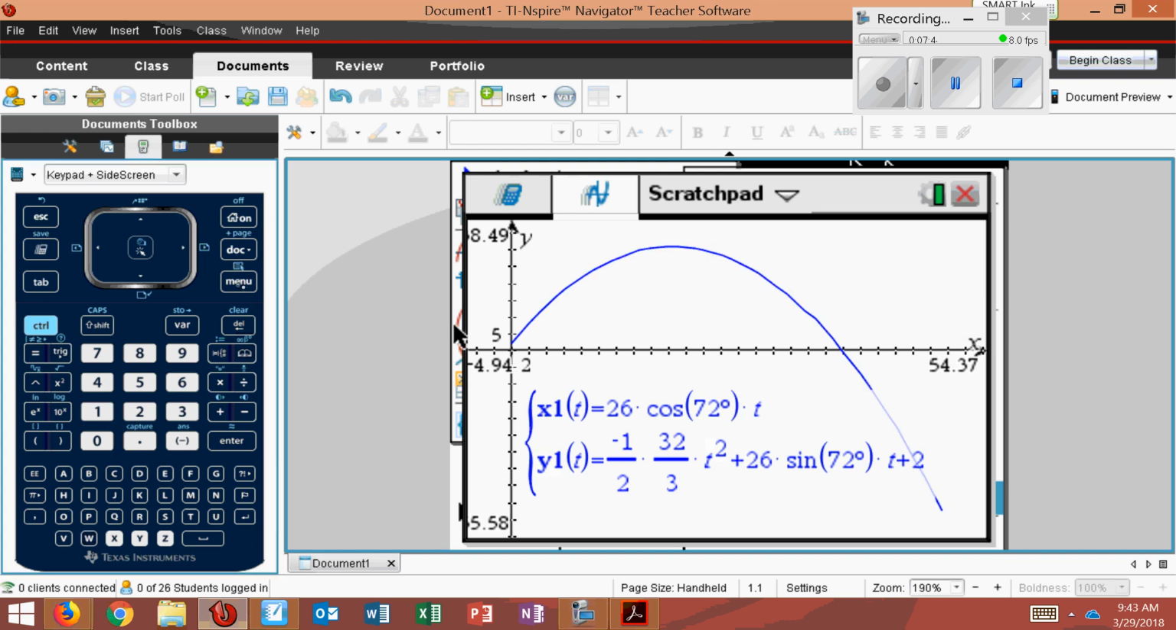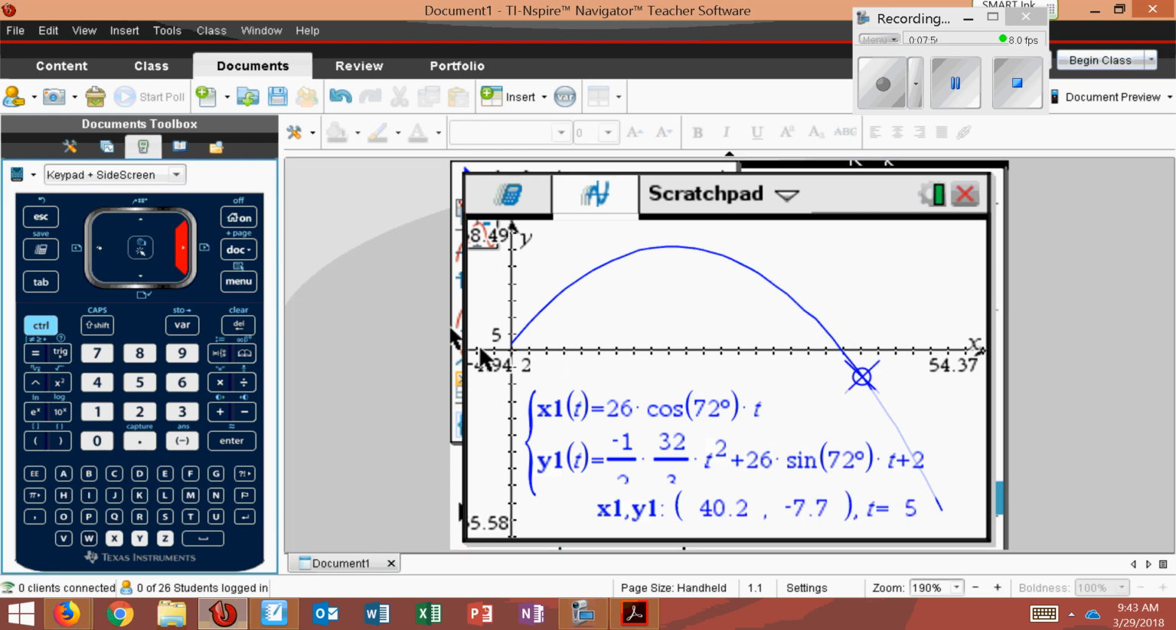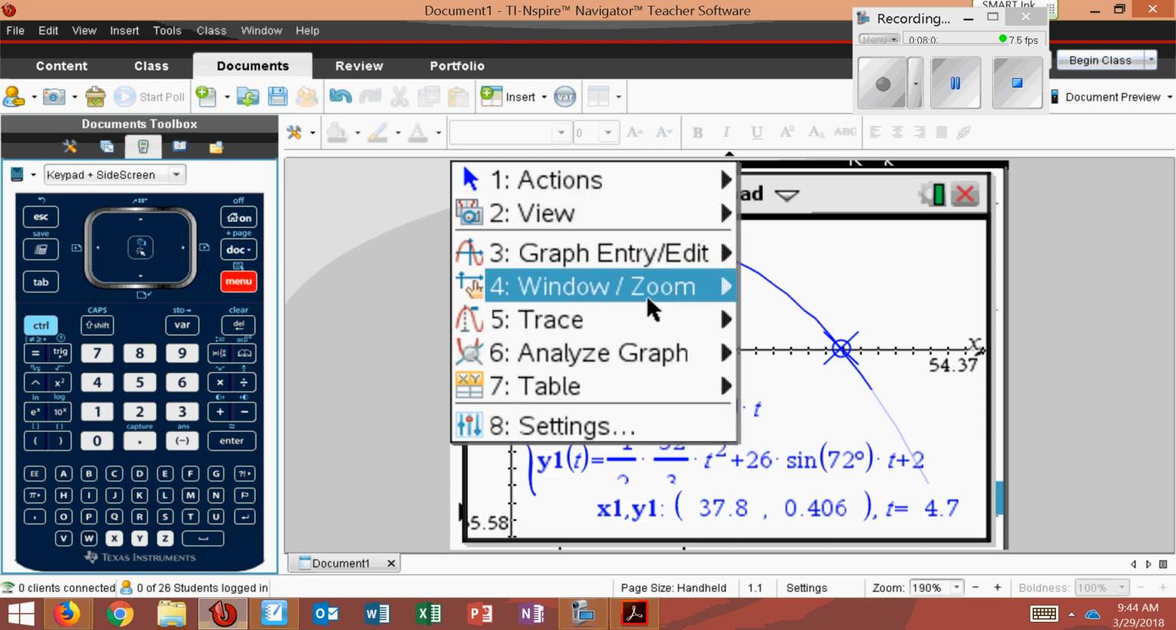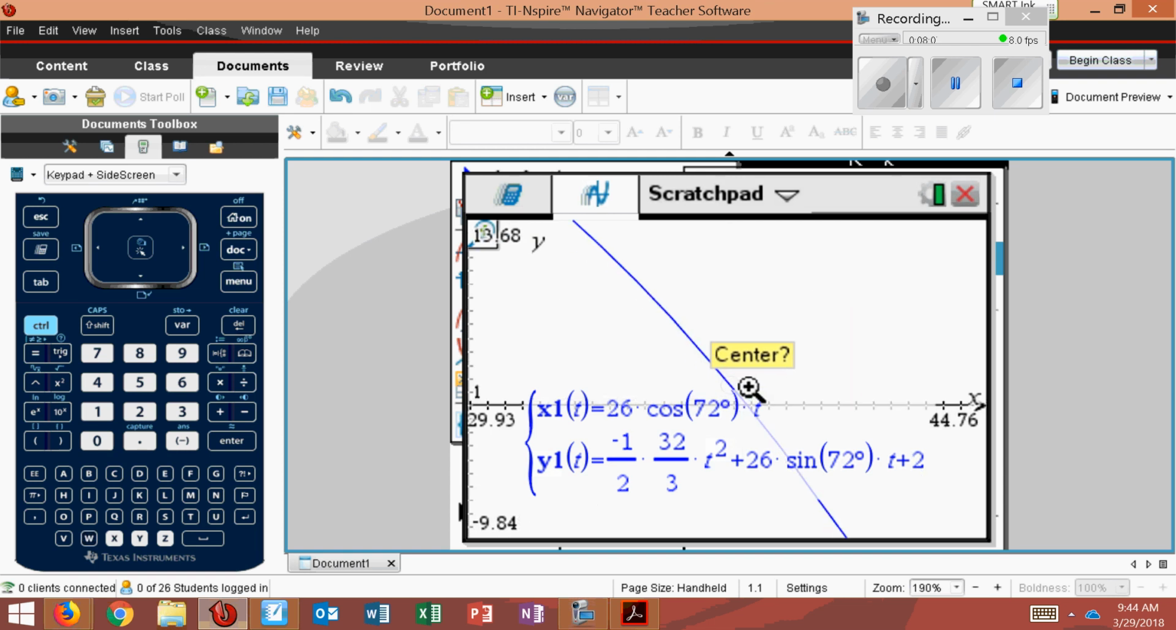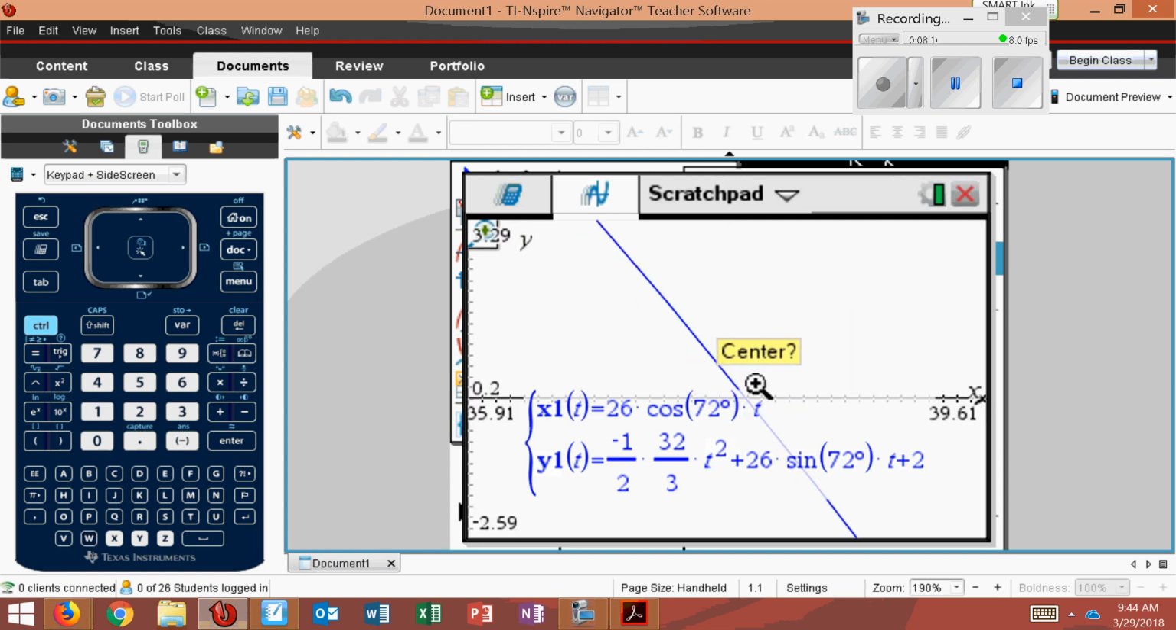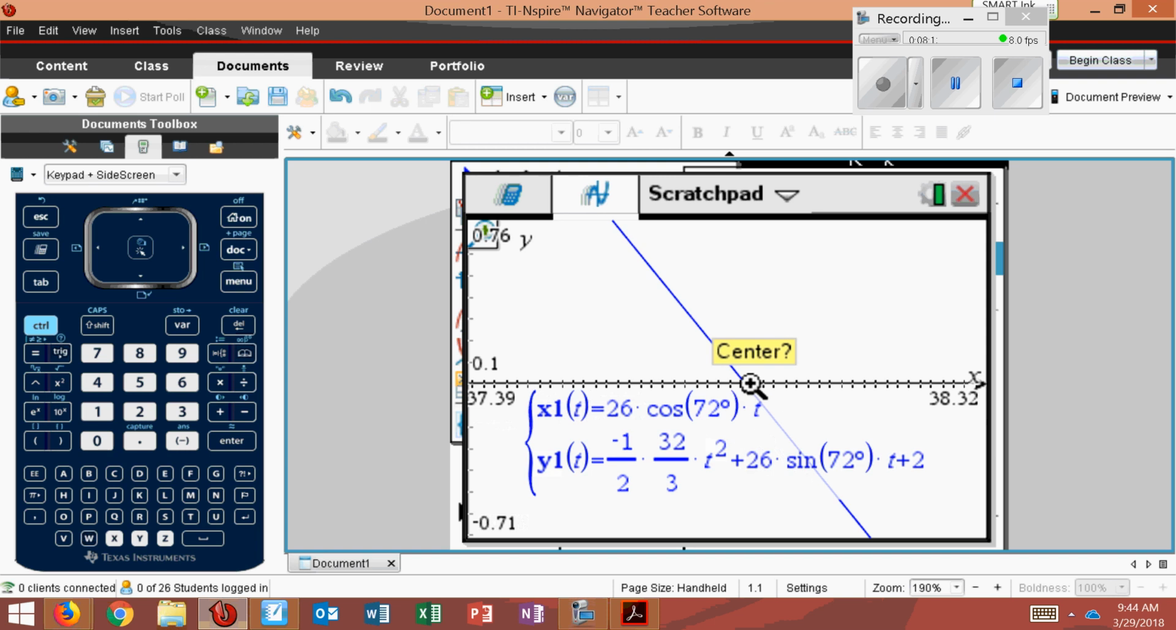We can trace this. Menu, trace, and I can see as I'm watching, this will tell me how long the ball is in the air. My calculator is way off right now. But at 4.7 seconds, we can see it's about to hit the ground, and it's traveled 37.8 yards. If I wanted to, I can zoom in. So I'm going to go menu, window, zoom in. And I can zoom in here really close, and I can see exactly how far it traveled.